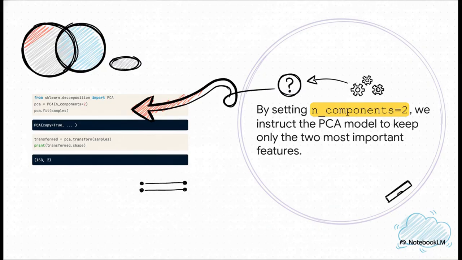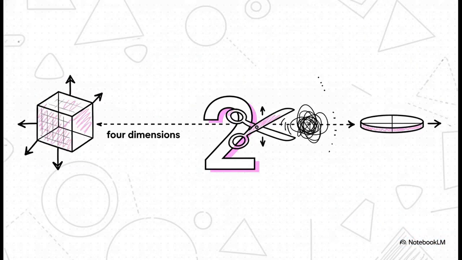In this case, we're asking it to boil everything down from 4 features to just the 2 most important ones by setting n_components equals 2. And boom, just like that, the job is done. We've taken our data from 4 dimensions down to just 2. We've literally cut the complexity in half.